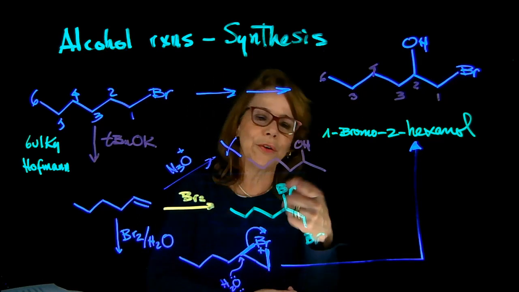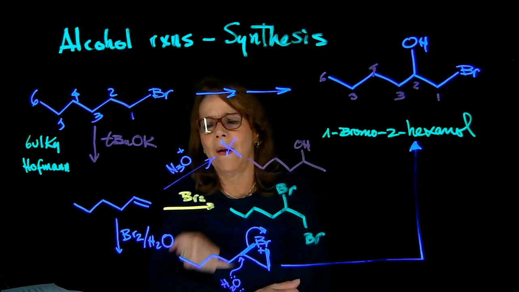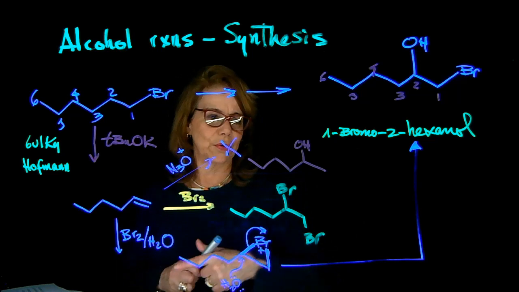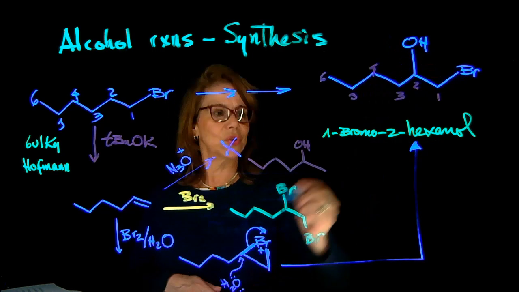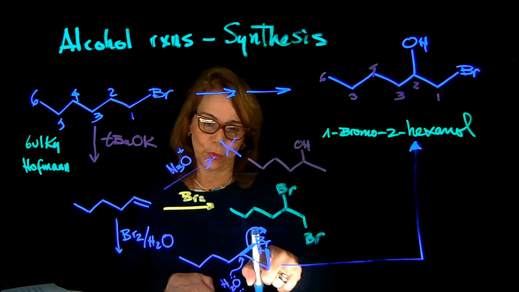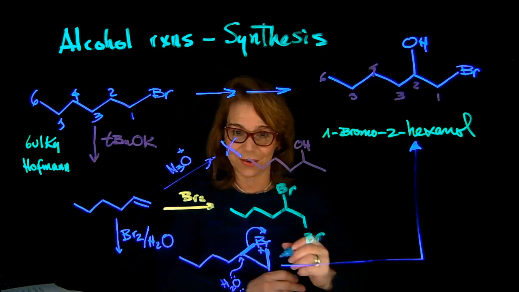Now, if you did a substitution here, you could, but you may have mixed products. But if you do this path, you will do the halohydrin formation. This is the halohydrin formation. And you will get here the preferred attack, when you have the bromonium, at the more substituted carbon. So you will have the attack where you want it.